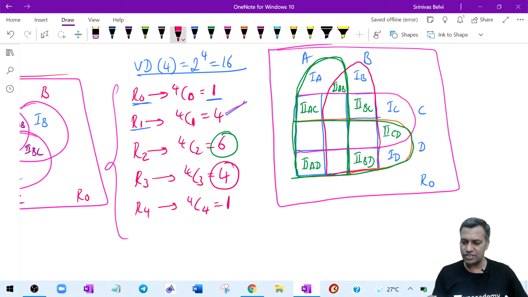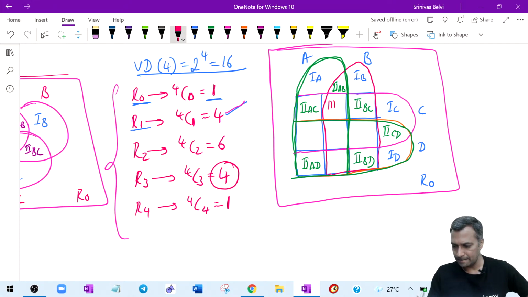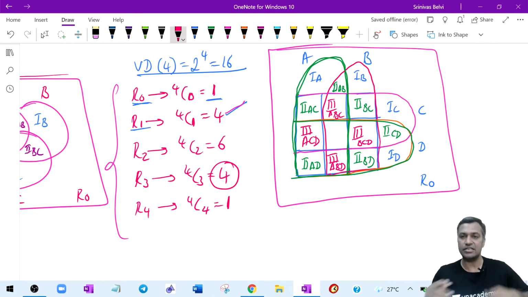Okay, where are the 4 regions of 3s now? This is the region of 3. Which 3? This is A, B, C. This is another region of 3. Which 3? This is B, C, D. This is another region of 3. Which 3? This is A, B, and D. This is another region of 3. Which 3? This is A, C, and D. Now, these are the regions of 3s. I marked those 4.